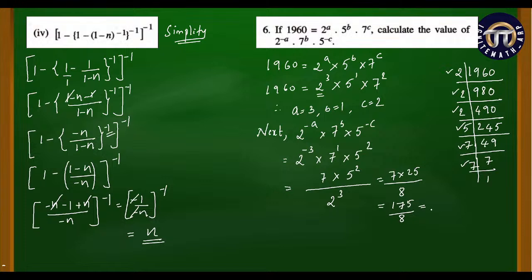So when I express it as a mixed fraction, it is 21 and 7 by 8. 8 2s are 16, 17 minus 16 is 1, then 8 1s are 8, 15 minus 8, you'll be left with 7. So 21 7 by 8 is the final answer.